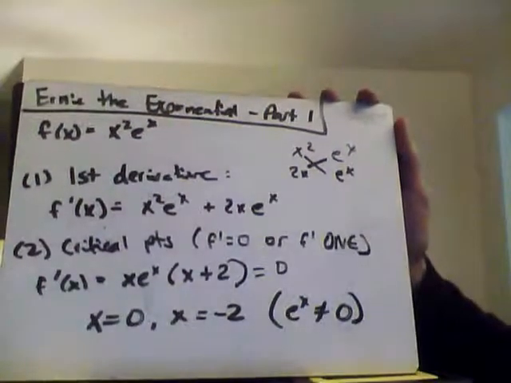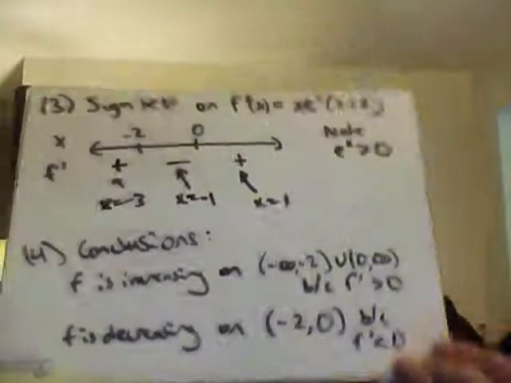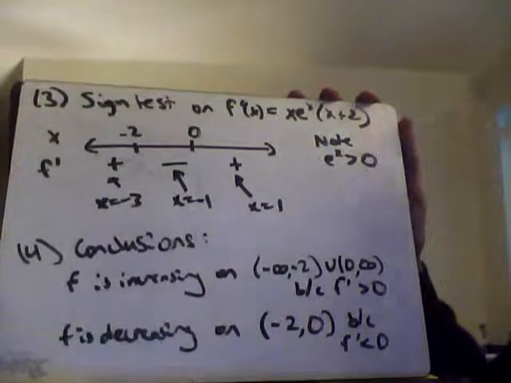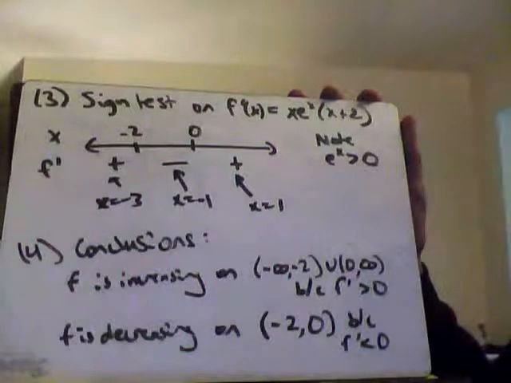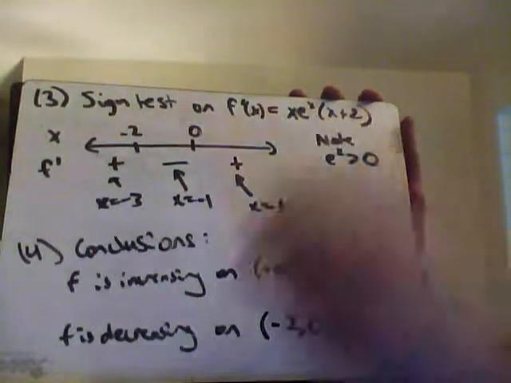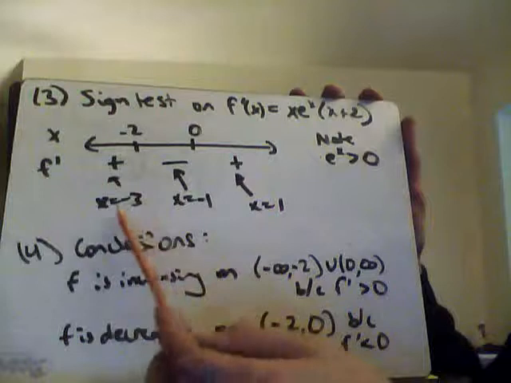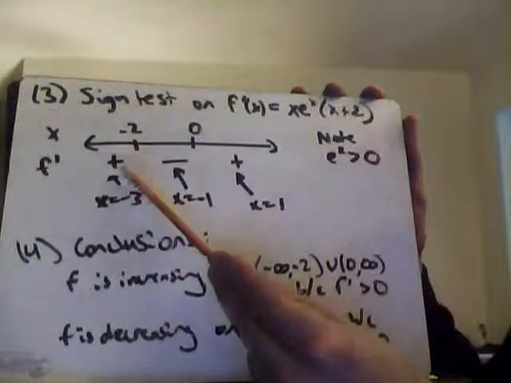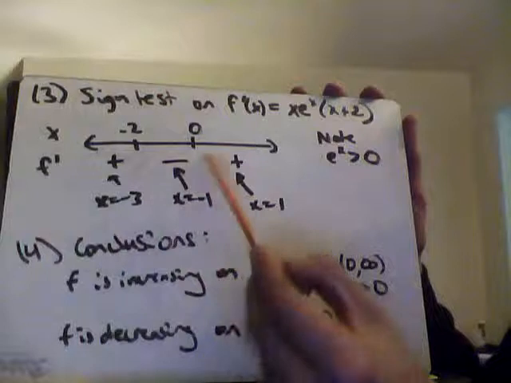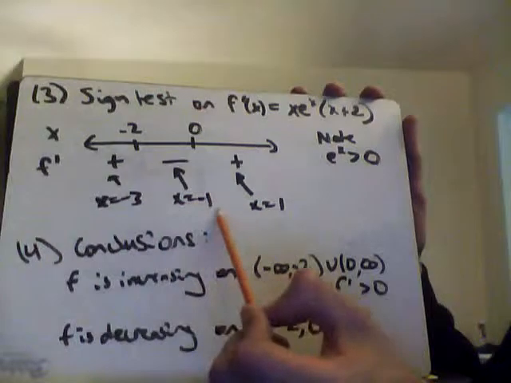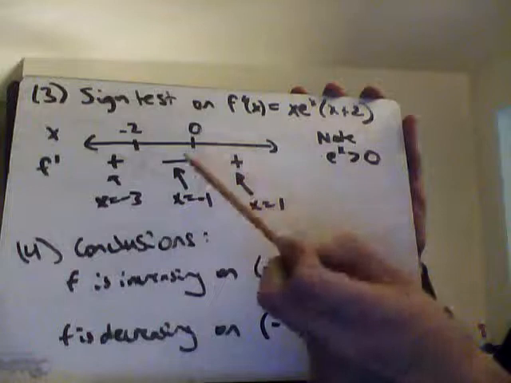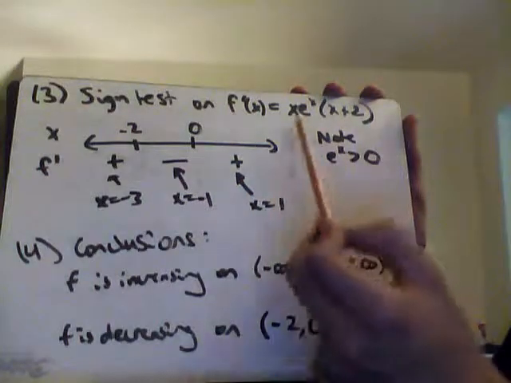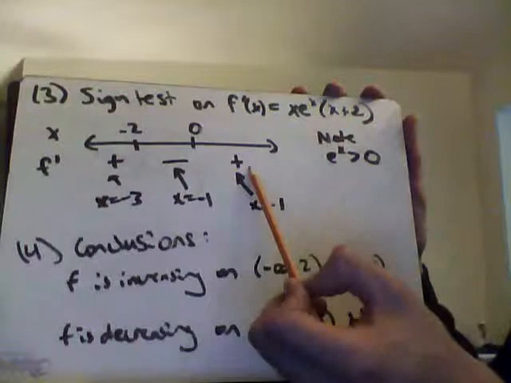We've got our two critical points, which are 0 and negative 2, so of course we put those on a sign test. Notice that e to the x is always bigger than 0, so we only really need to concern ourselves with the x times the x plus 2 part. Let's test the number to the left of negative 2, like x is equal to negative 3. When we do that, we get negative times a negative, which is a positive. In between negative 2 and 0 would be a number like x is equal to negative 1. We get a negative times a positive, which is a negative. And a number bigger than 0, such as x is equal to 1, we're going to get a positive times a positive, which is a positive.